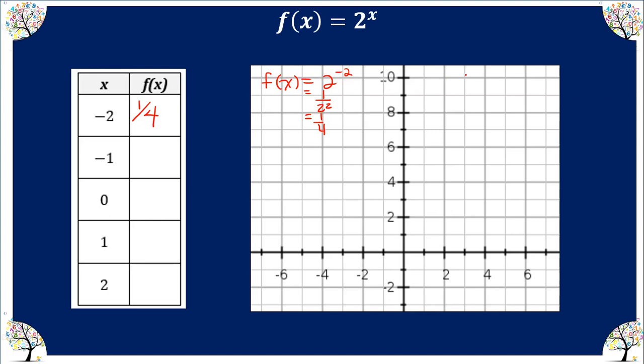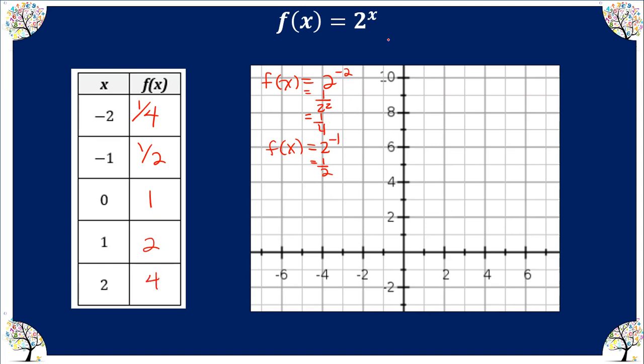Then we're going to plug in -1. This is going to give me 1 over 2. When I plug in 0, 2 to the 0, anything raised to the 0 is 1. And then when I plug in 1, I get 2. And when I plug in 2 for x, 2 times 2 is 4.